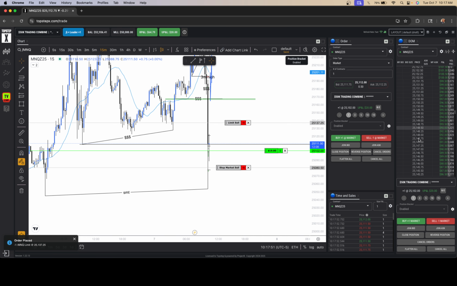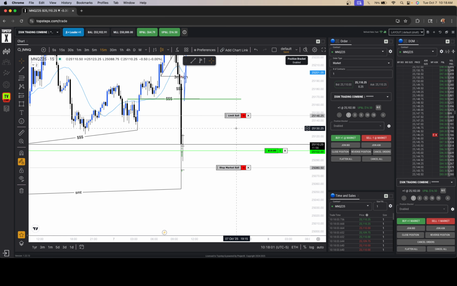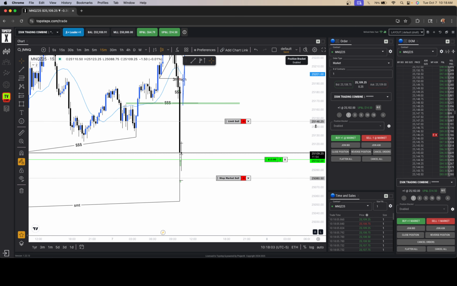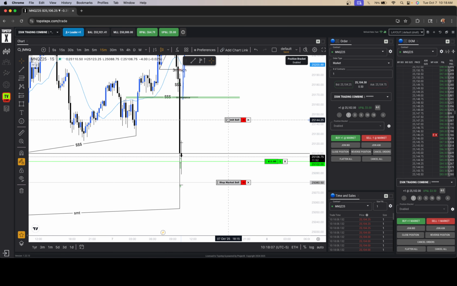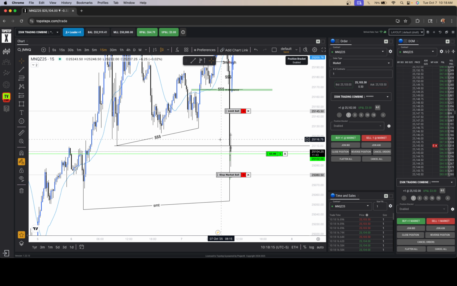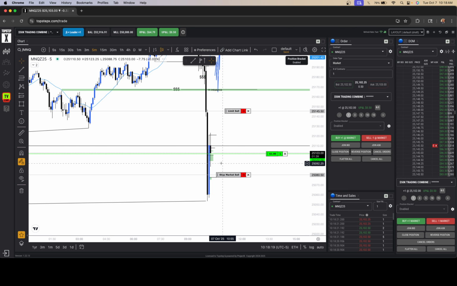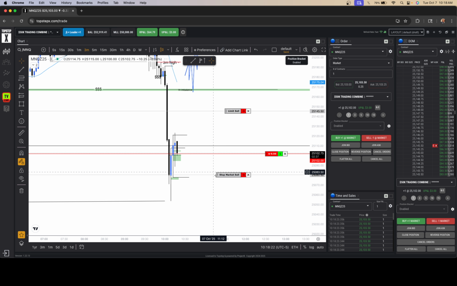I'm looking. 85 is around 21,145. Okay, so that's even higher. Wow, so that's way up here. Do I think we're gonna go all the way back into the range like that off of this trade? I don't know. We could, or we could not.